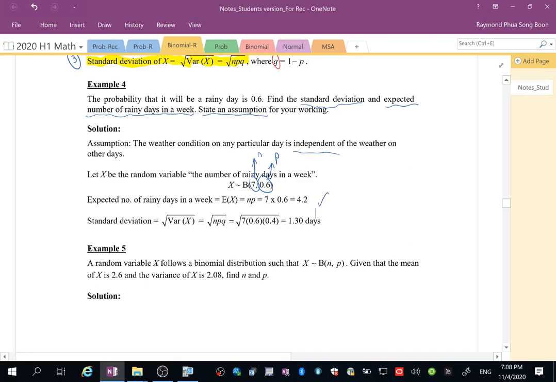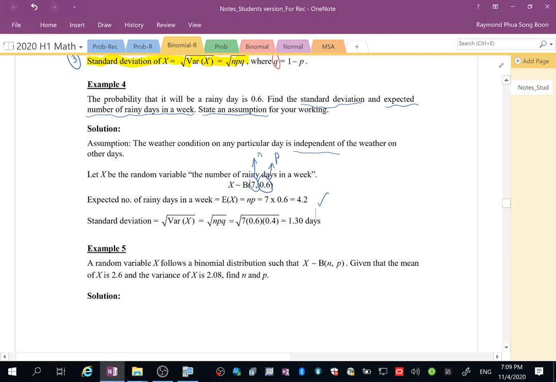Do take note, in this case, because we are finding expectation, the expected number is actually a theoretical number. So it is alright that this value is not a whole number. You do not need to round this off to a whole number unless the question states otherwise. It is fine because the expectation, or mean of a random variable which follows a binomial distribution, is just a theoretical value.